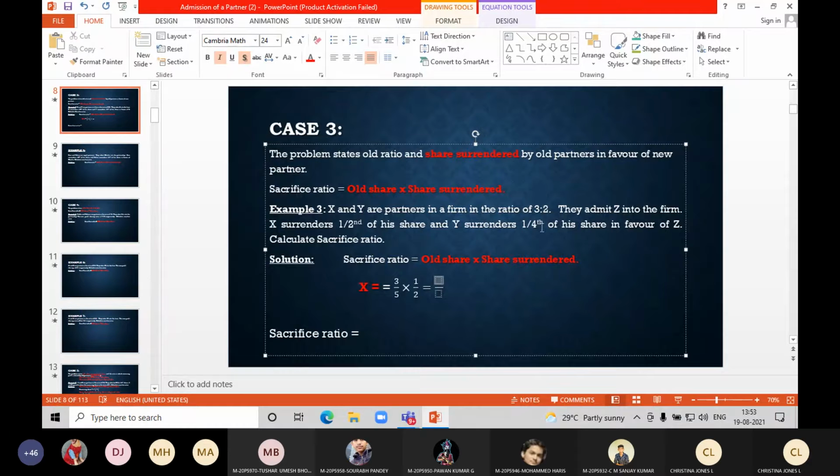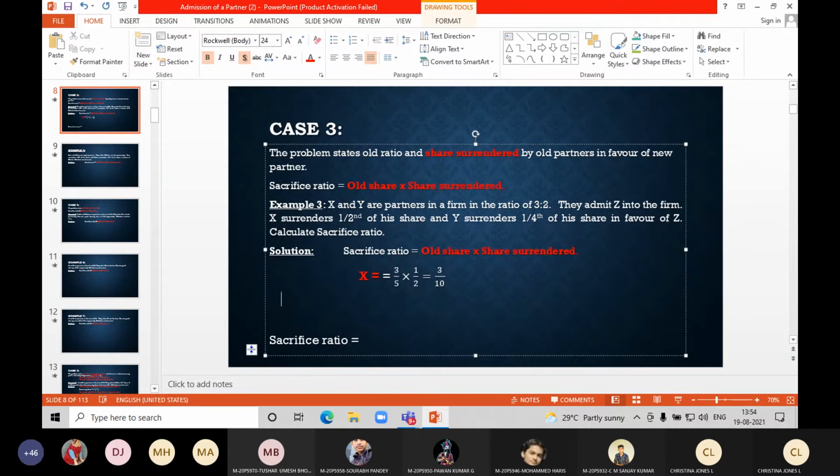X and Y's old share is 3:2. Denominator will be 3 plus 2, 5. 3/5 and 2/5. Okay. For multiplication, don't take LCM. LCM will be taken only for addition and subtraction. When you add and subtract, the denominators have to be the same. For multiplication, all that is not required. You can just directly multiply. 3 into 1 is 3. 5 into 2 is 10. And when you get like this, don't simplify it. Leave it however the value is. If it is 5/10, don't bring it to 1/2. Don't simplify, leave it however it is.